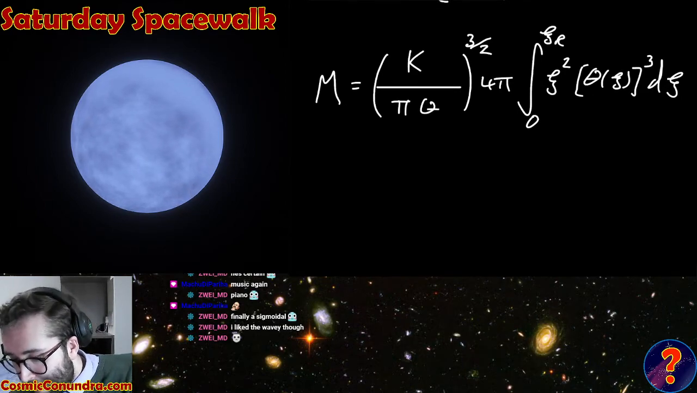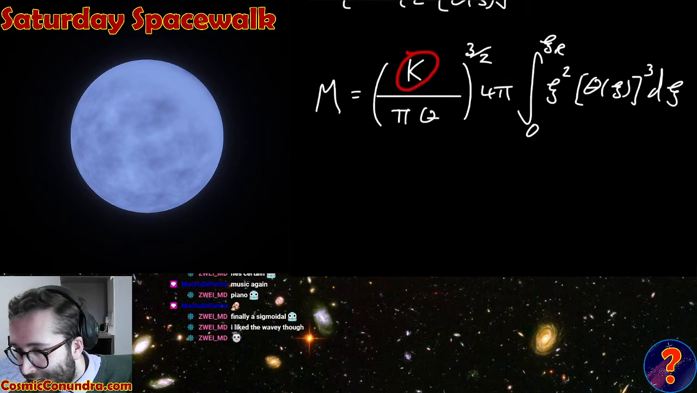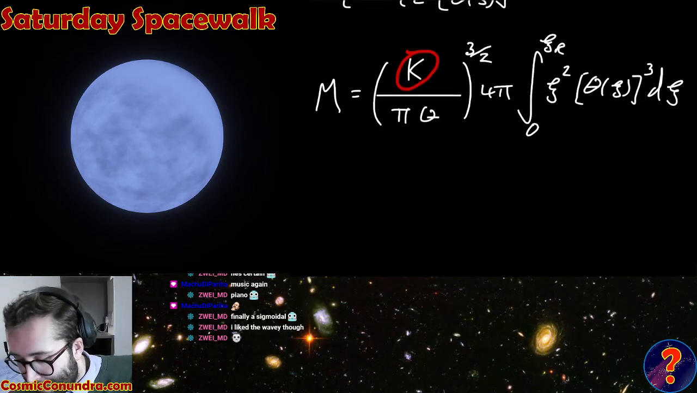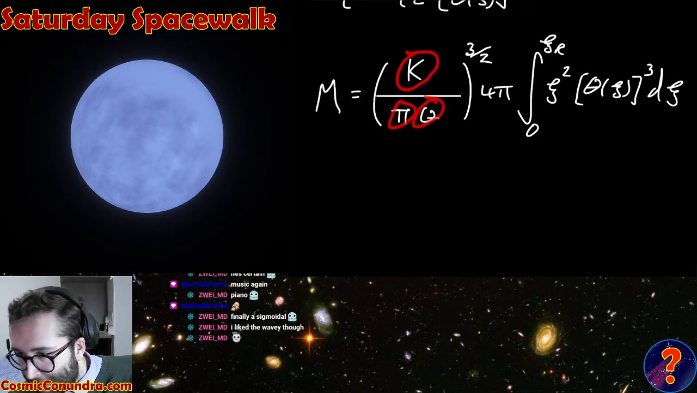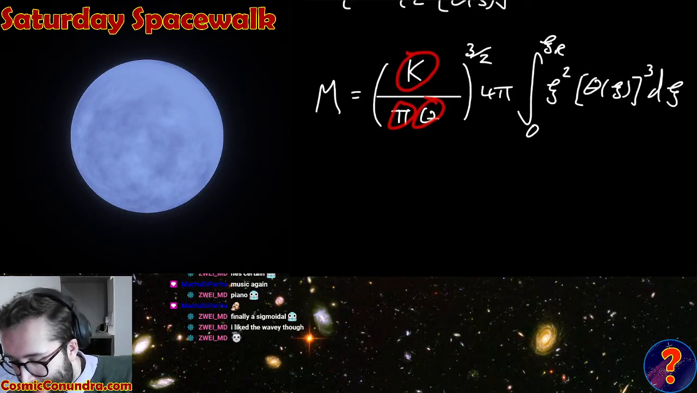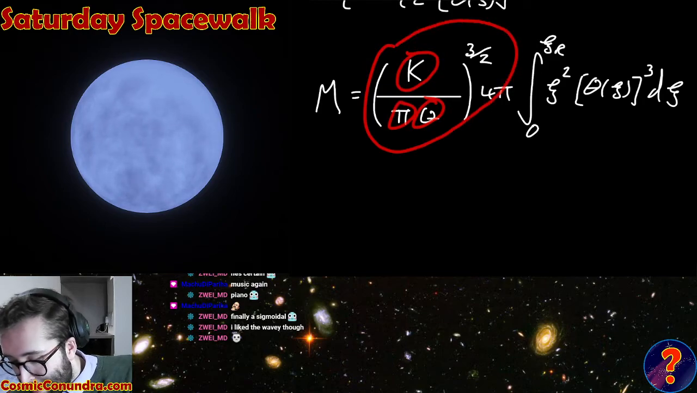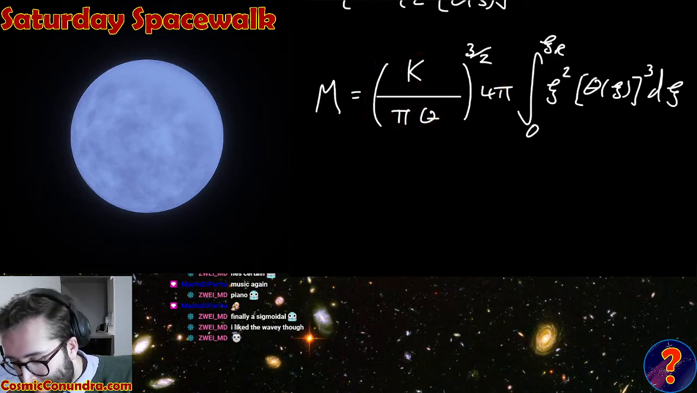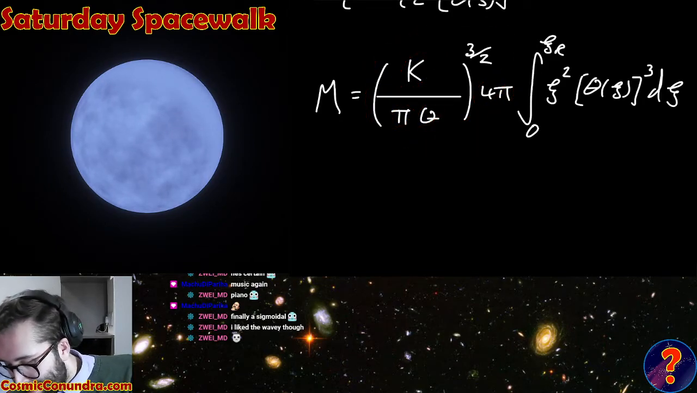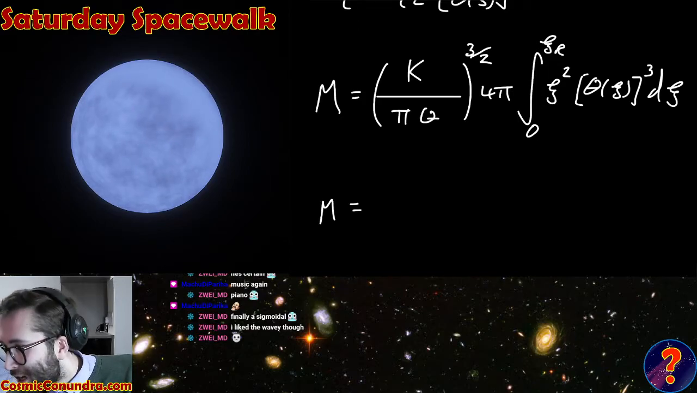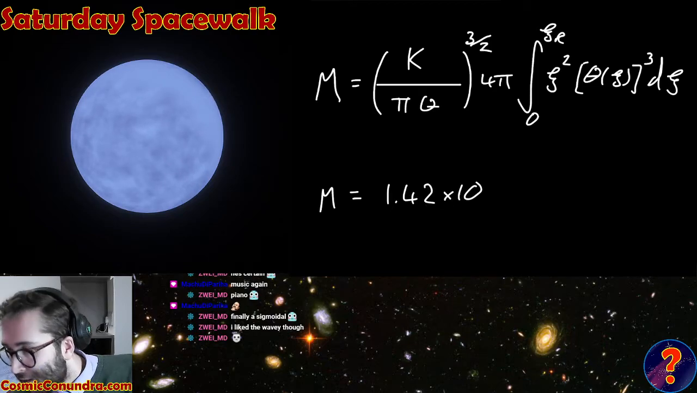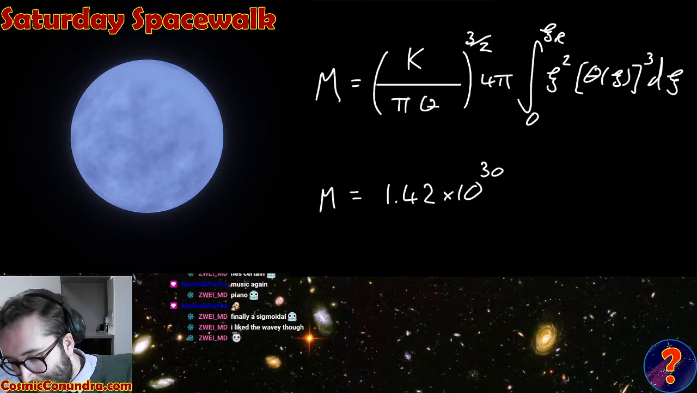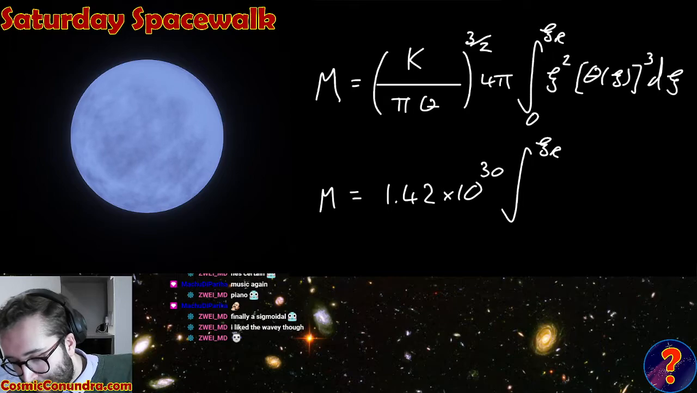So if you plug in the 4.9 times 10 to the 9 we calculated earlier for K, put in pi, put in G as 6.67 times 10 to the minus 11, then take it to the power 3 over 2, and multiply by 4 pi, this whole thing becomes, to 2 decimal places, 1.42 times 10 to the 30 times this integral.